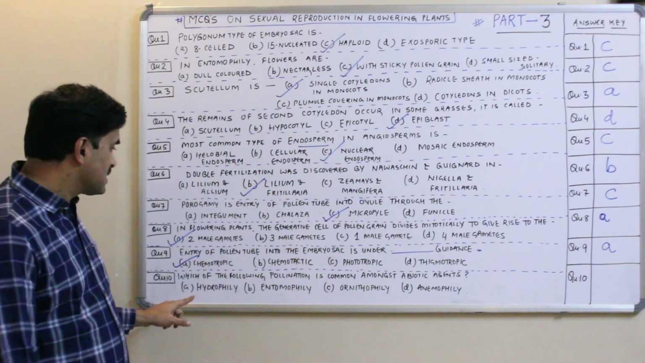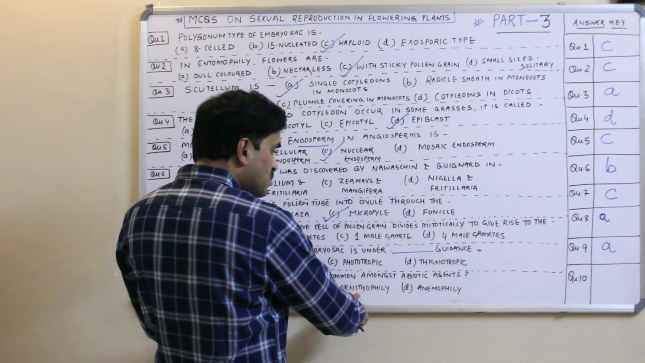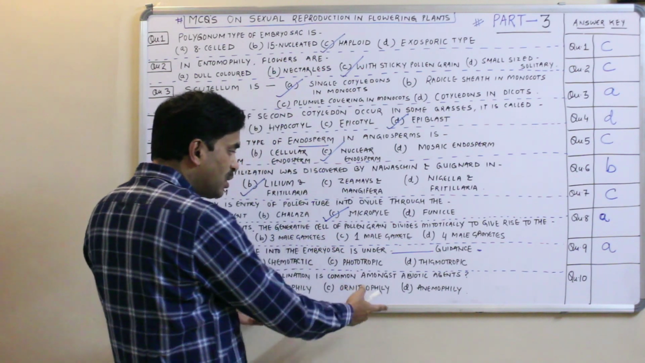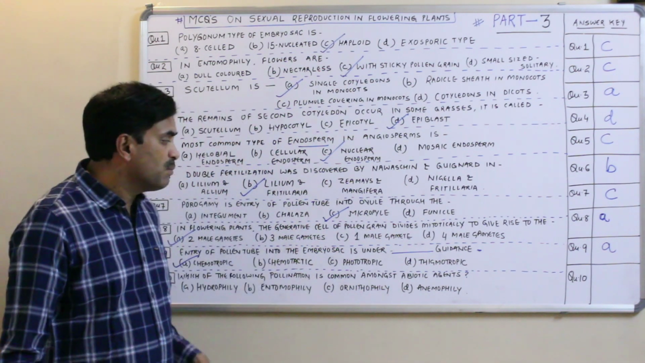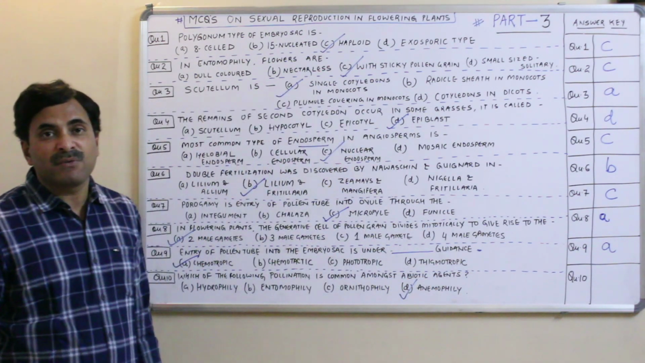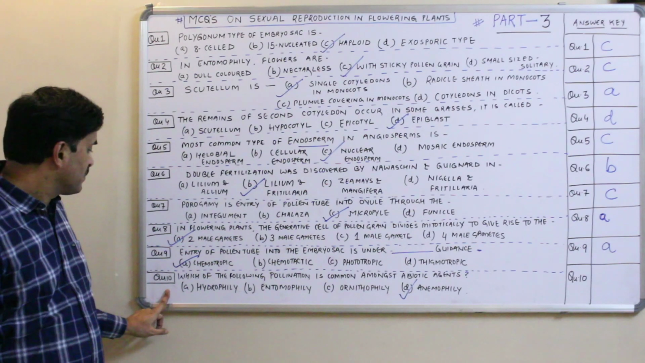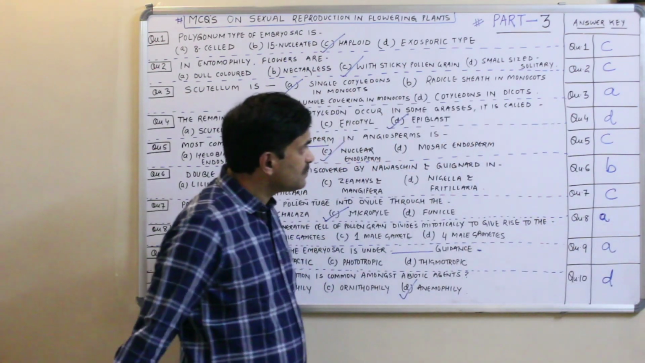So abiotic agents are anemophily and hydrophily, and these 2 are the biotic agents, so we will not be discussing them here. So abiotic agencies are hydrophily and anemophily. So the more common mode of pollination is anemophily. Anemophily means air pollination. So question number 10 is having the answer D.